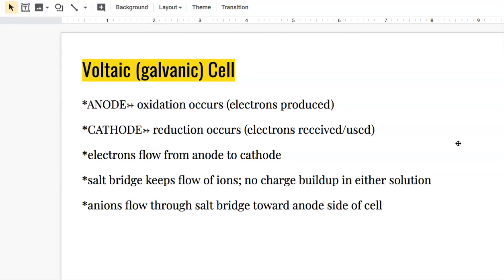We'll also have a salt bridge, so that we don't have a bunch of positive charge or a bunch of negative charge building up on either side of our voltaic cell. And through that salt bridge, we'll have some anions flow to balance the charge.